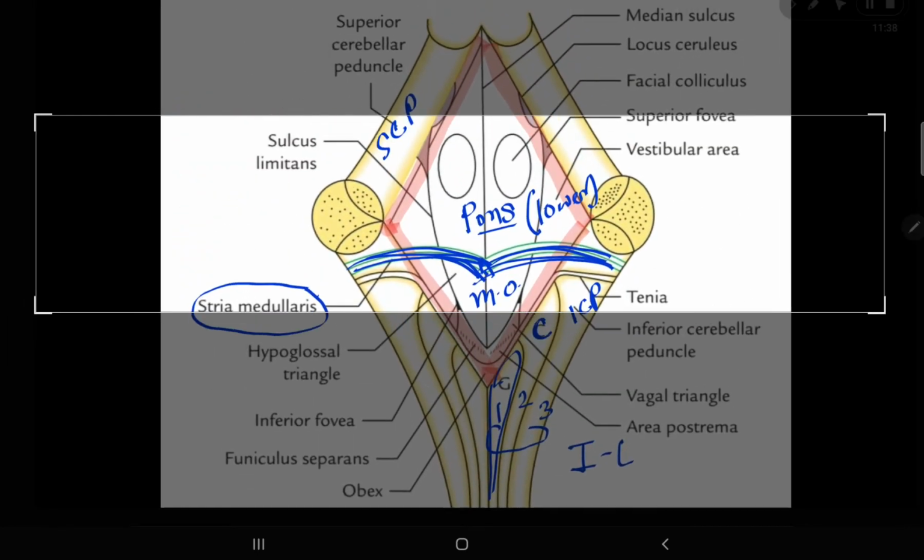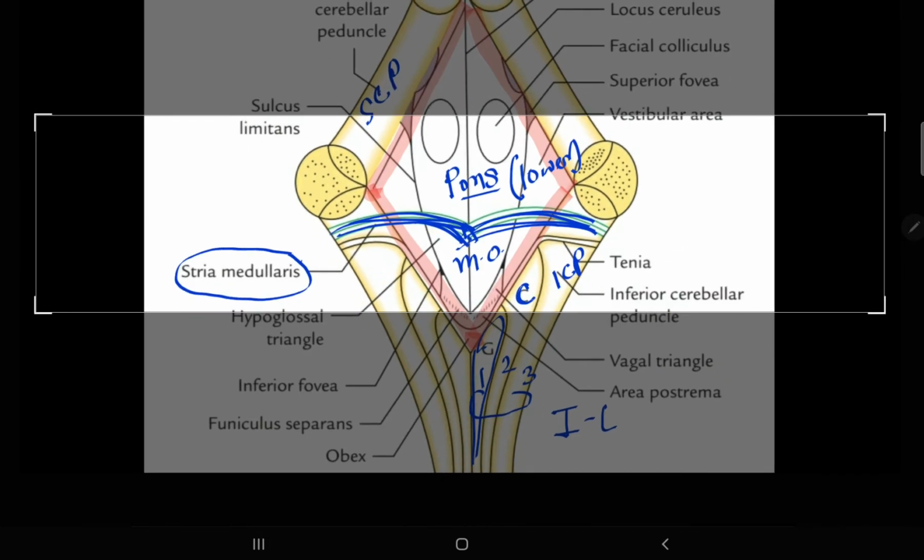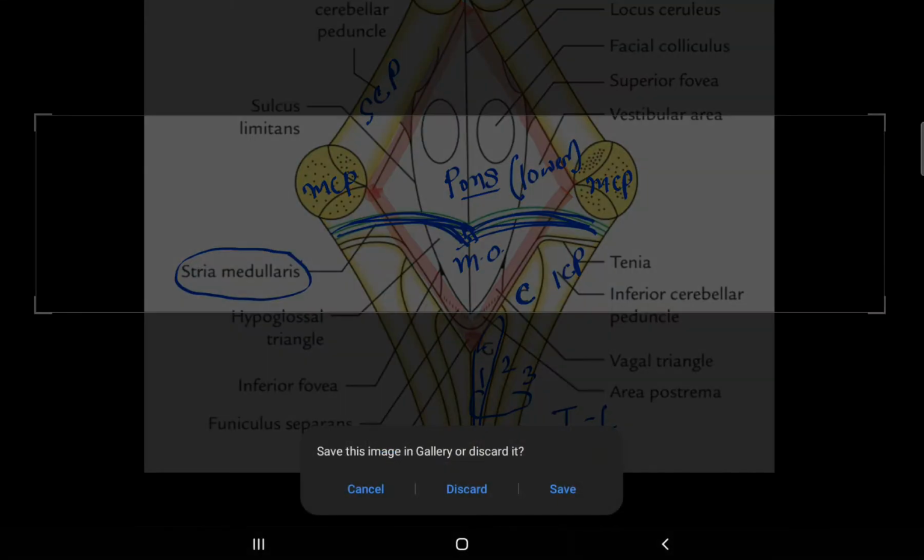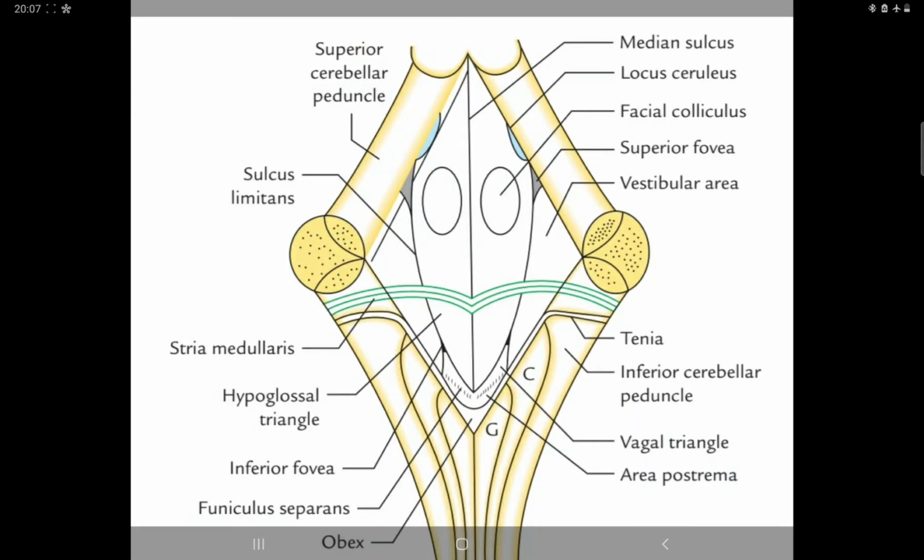All right. So now you can see where is the middle cerebellar peduncle. Middle cerebellar peduncle is actually here. This is the cut section. Actually the cerebellar peduncles are cut and your cerebellum is removed. Then you can see the fourth ventricle clearly. Okay, now the structures. Here you can see in this diagram.